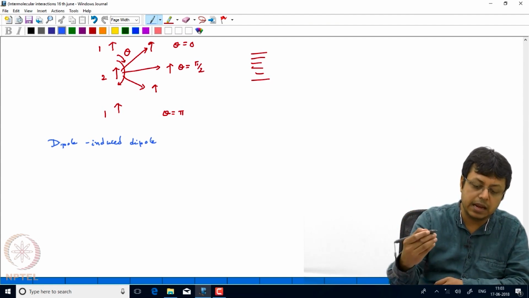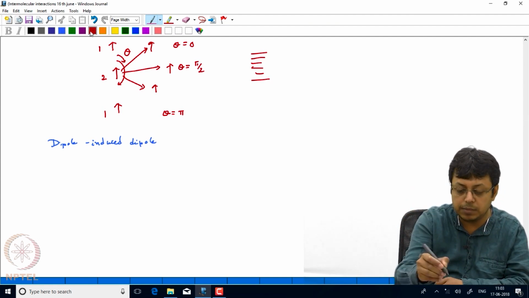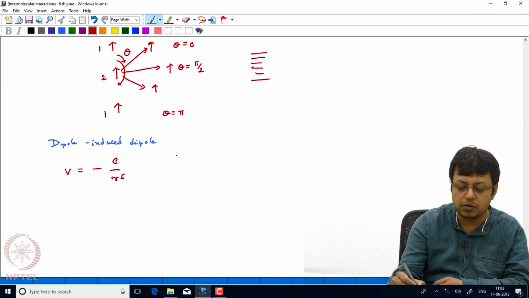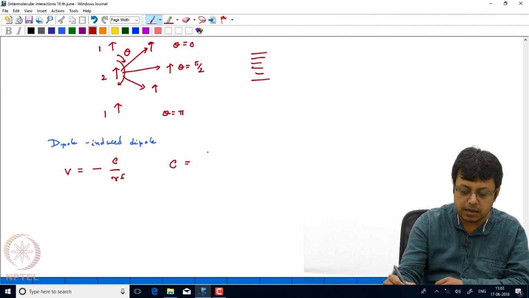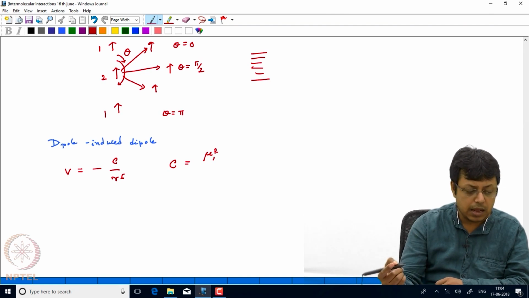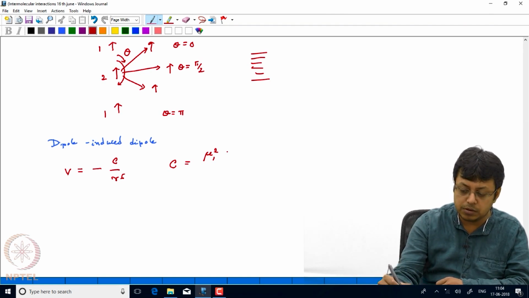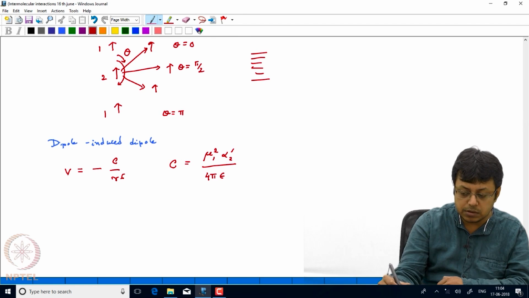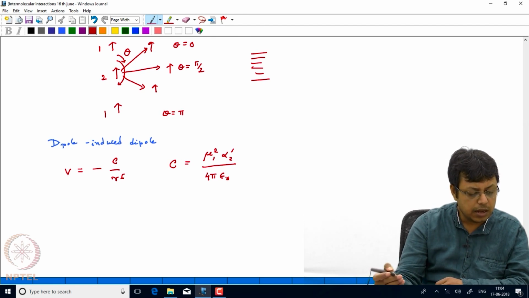So we'll again have the 1 over r to the power 6 kind of dependence. You can write all these interactions as minus C over r to the power 6, where C will be something like mu1 squared. This mu1 is the permanent dipole, and then I'll have an induced dipole component also, which will be alpha 2 prime, I'm using 2 notation for the second dipole, divided by 4 pi epsilon 0. You can easily figure out how this interaction comes, but that calculation is a little bit more involved.